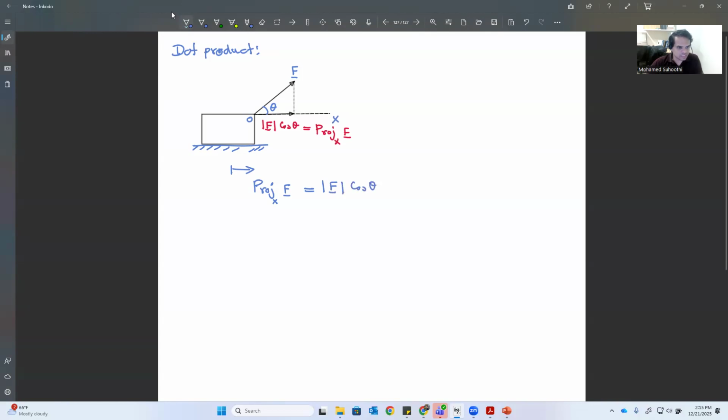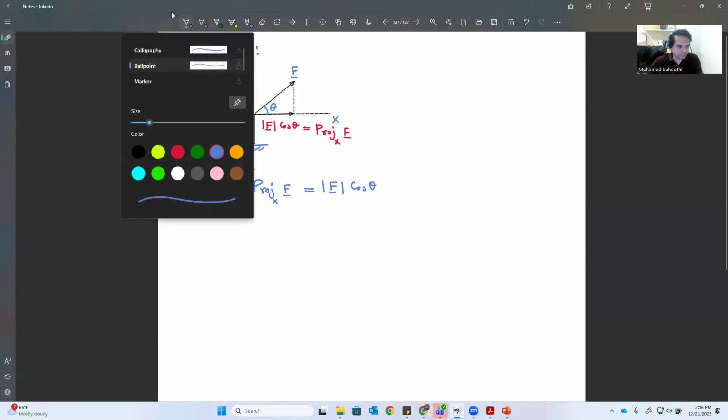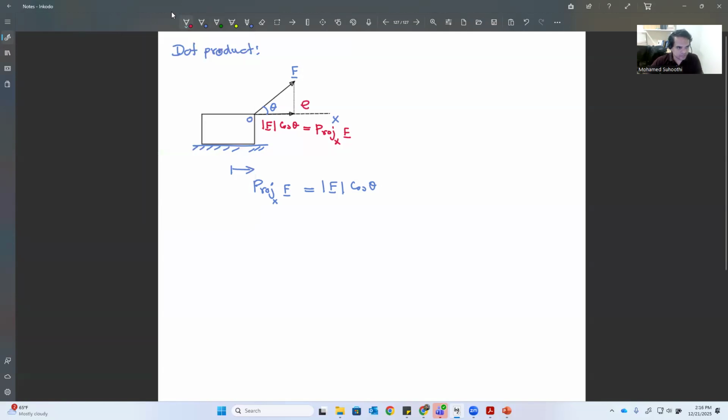F cos theta. Okay, so now let's say this projection of F is one vector, right? No, because this is now the value, the magnitude, right? So if along the x direction I have a unit vector, let's say that unit vector is E, along this x direction.